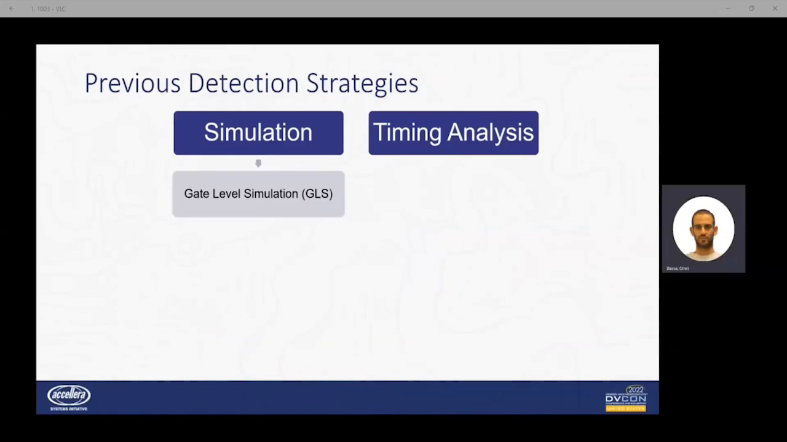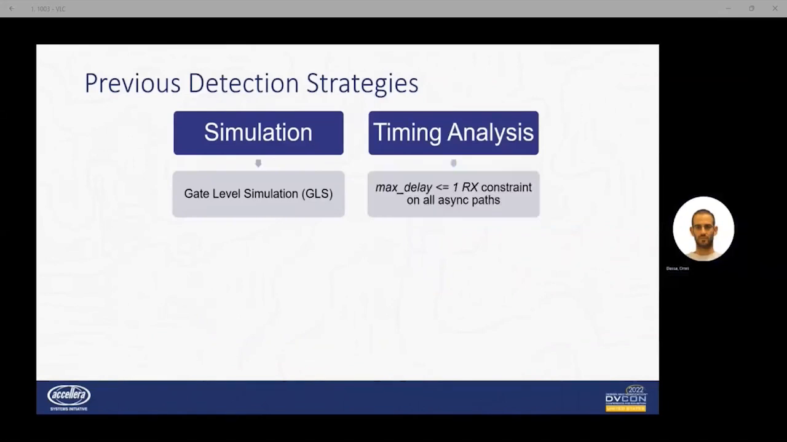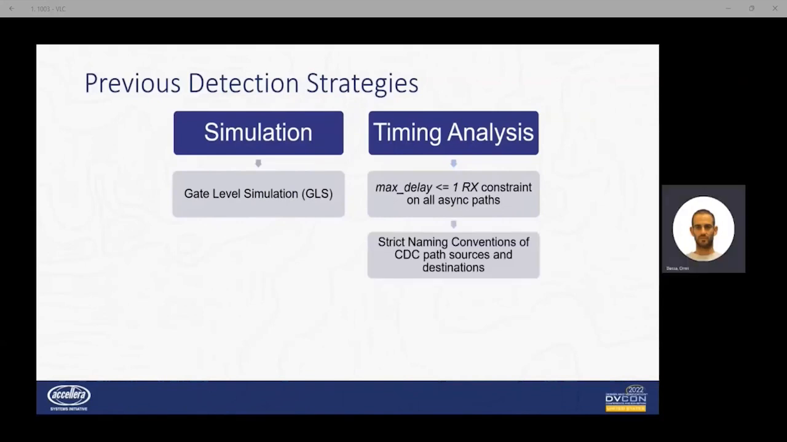Another option is timing analysis. First, in a previous project, we tried to set the max delay of a single RX clock to all of the async paths. And if it doesn't hold, we might have some issue and we need to check it. Another option is a strict naming convention for all of the CDC paths, the bus schemes. So we can try to go and detect those paths in the timing report from the SD team. Try to make sure that all the skews are managed correctly.